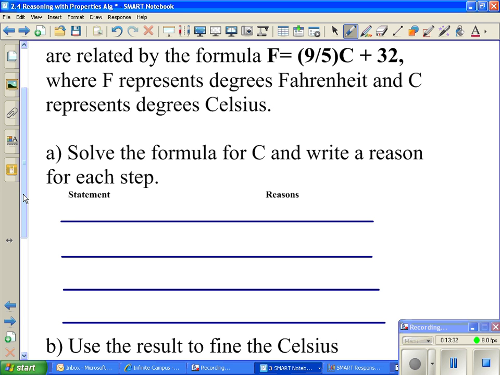What's the first thing that I write? F equals 9/5 times C plus 32. And why did I write that? Because it's given. Good. All right. So if I want to solve for C, my first step is to get everything that's on the side with C to the other side. What's my first step in this problem?